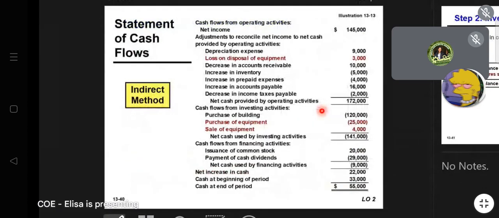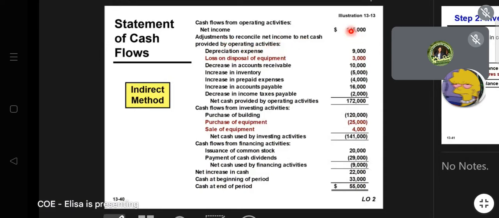Okay. So that's the full report. Statement of cash flows, indirect method. I will not take up the direct method because somehow this is more complicated. So we start here from net income, 145,000. Then the text says: adjustments to reconcile net income to net cash provided by operating activities.